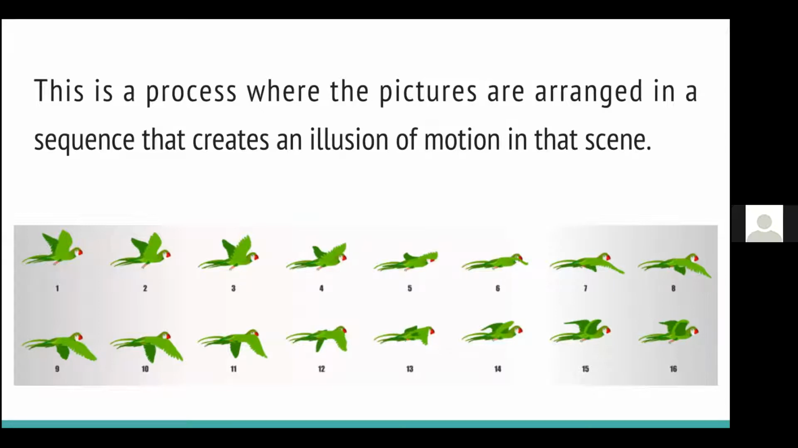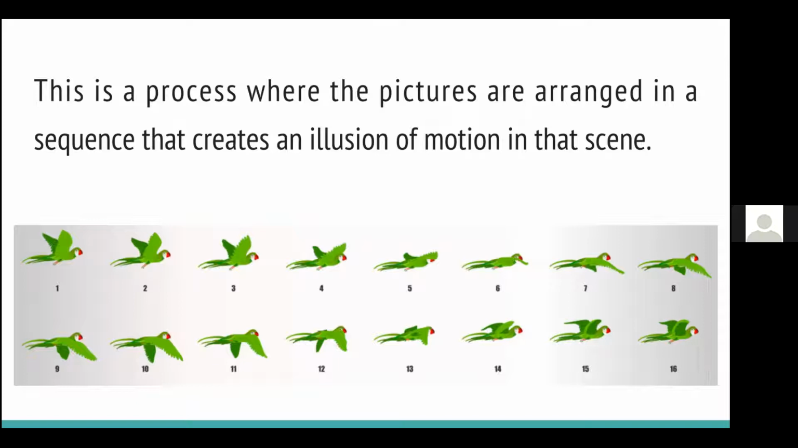that scene. As we can see on the screen, a picture is given. In this picture, possible pictures of the flying process of a parrot are placed in sequence. We can see picture number 1, picture number 2, picture number 3. So this is a possible sequence of pictures that depict the flying process of a parrot. Once we place all the pictures in sequence and play it, we can see the flying motion in that particular scene.